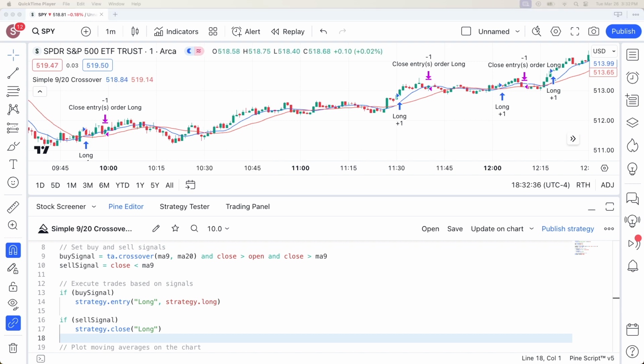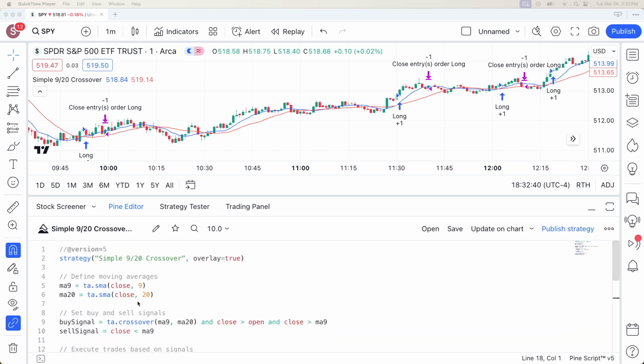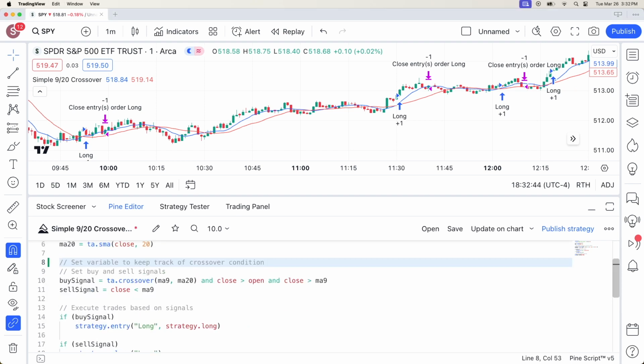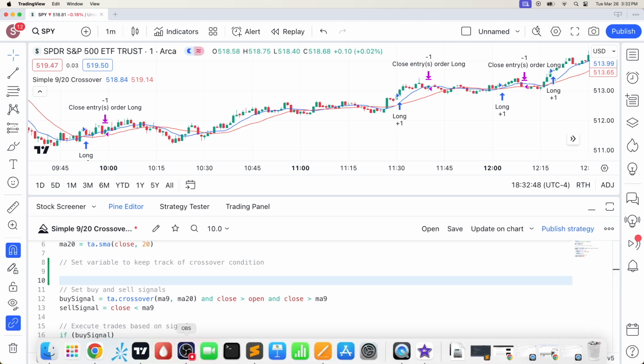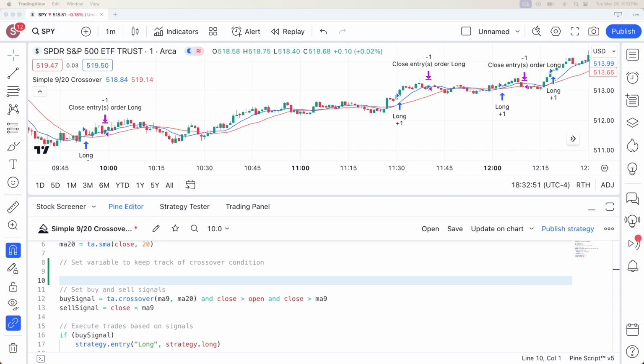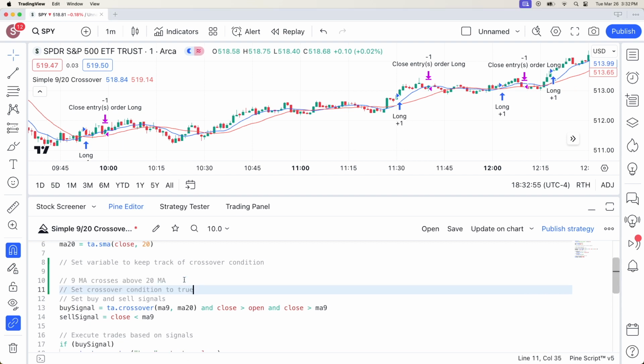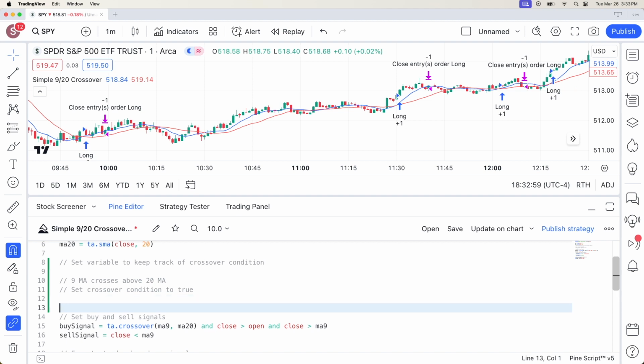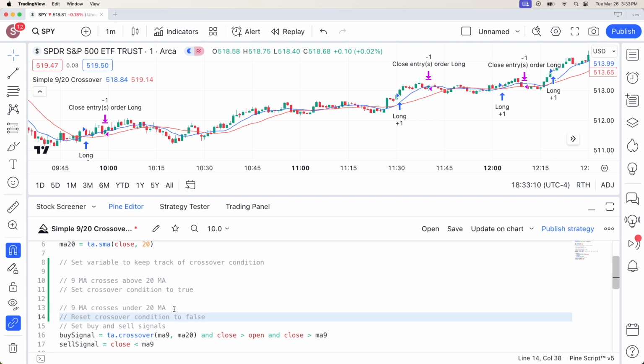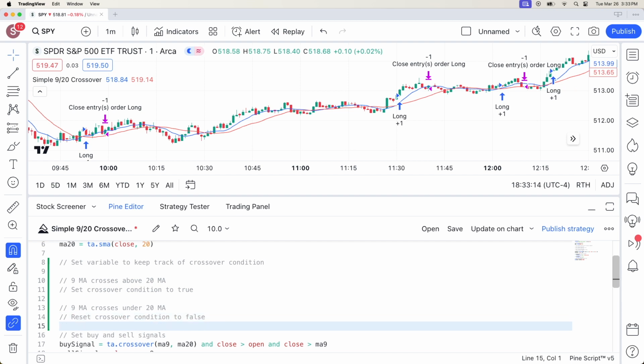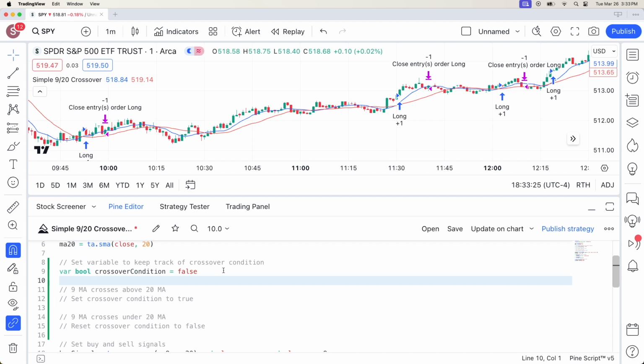So first, we'll set the variable to keep track of the crossover condition. Then, when the 9 MA crosses over the 20 MA, we'll set the condition to true. And also, we'll make sure to reset the crossover condition if the crossover is no longer valid. So, for example, if the 9 MA crosses under the 20 MA. So, how to set a variable is simple like that. So, crossover condition, and we'll initialize it as false.